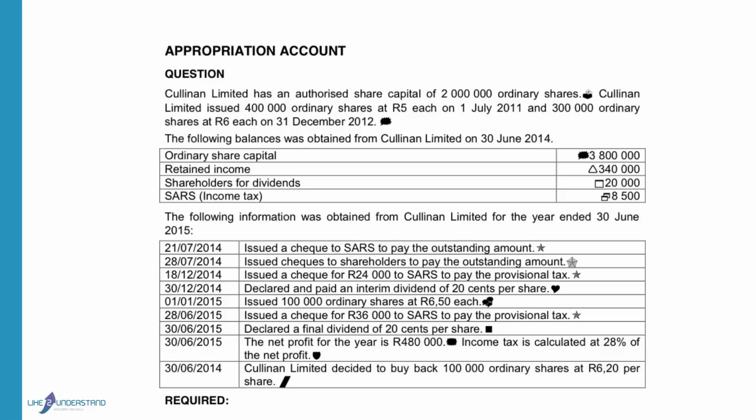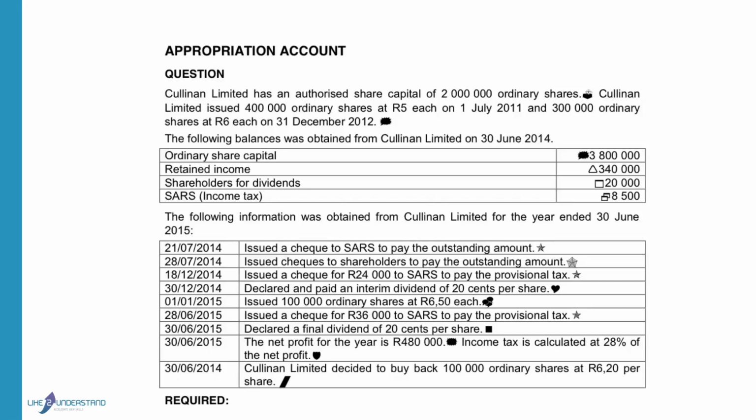Cullinan Limited issued 400,000 ordinary shares at R5 each on 1 July 2011 and 300,000 ordinary shares at R6 each on 31st of December 2012. So both those dates are before our current year, because our current year is from 1 July 2014 up to 30 June 2015.